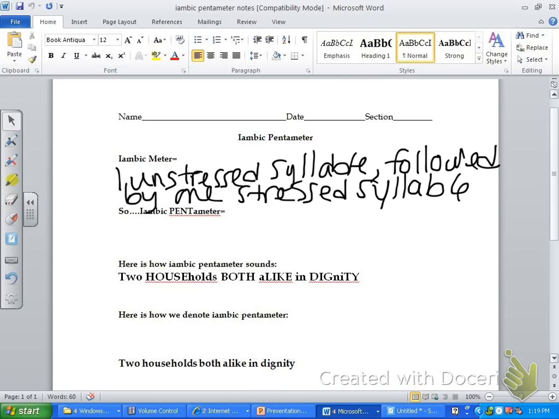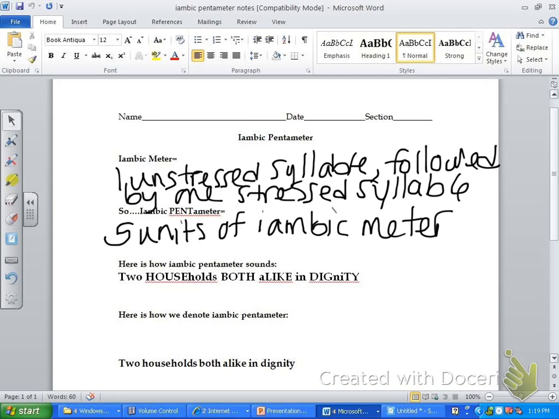So what do you think iambic pentameter is? Use what you know from math, Ivy. What do you think? 5 syllables? Okay, it's not 5 syllables, but you've got beats. Yeah, 5 iambic feet, or 5 units of iambic meter, or 5 sets of an unstressed syllable and a stressed syllable. Does that make sense? So how many syllables would be in a line of iambic pentameter? How many syllables, Mike? 10. 10 syllables. Okay, so iambic pentameter is 5 units of iambic meter.